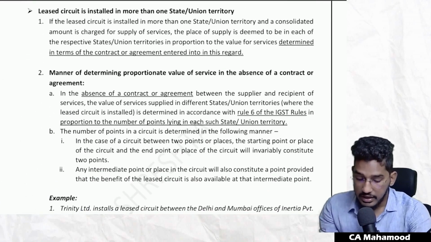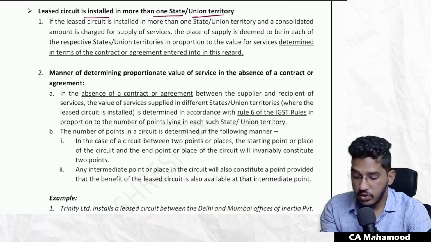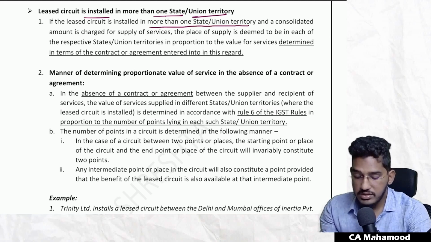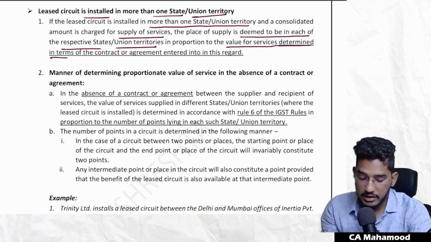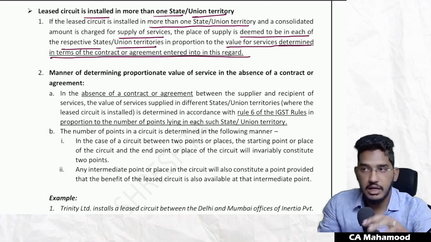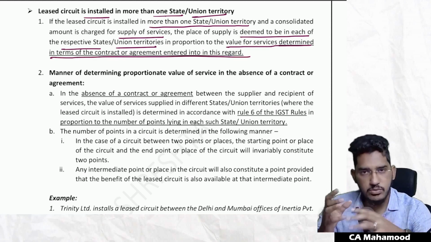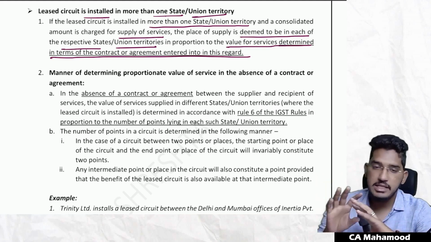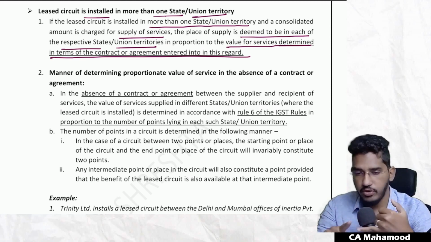So if you see here, if the leased circuit is installed in more than one state or union territory, then what will happen? If the leased circuit is installed in more than one state or union territory and a consolidated amount is charged for supply of services, the place of supply is deemed to be in each of the respective states or union territories in proportion to the value for services determined in terms of contract or agreement. That means if there is some sort of indication in the contract or agreement, this much percentage is for this state, this much percentage is for this state, if these kinds of terms are there in the contract or agreement, we follow it blindly.